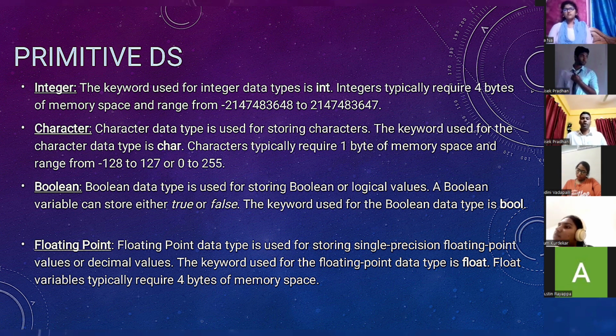Moving on to floating point. Well, that's a very interesting data structure. Floating point is a decimal point. Okay, decimal values. Any number, for example, your pi value. Pi value is 3.14. Those values will be stored in floating point. And the keyword to be used in floating point will be float. And the memory occupied by float is again 4 bytes.